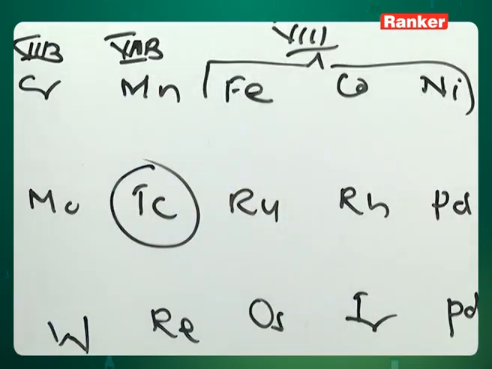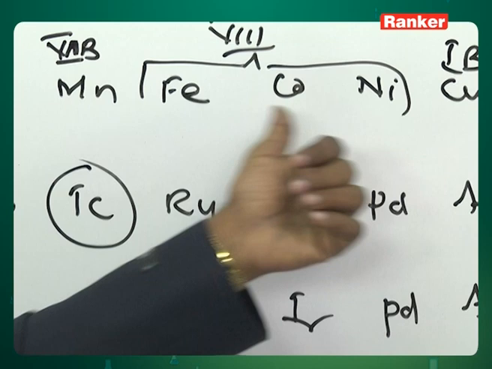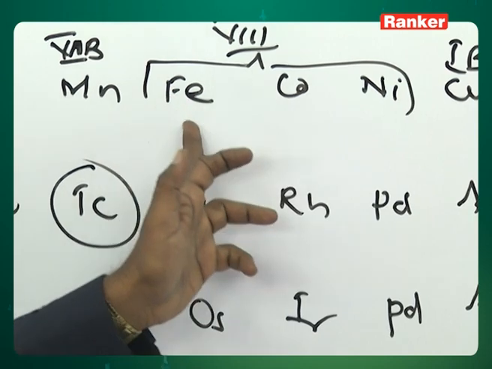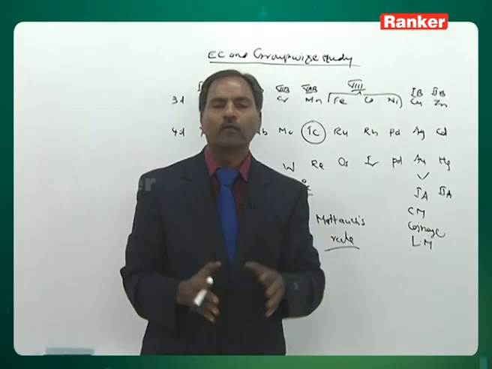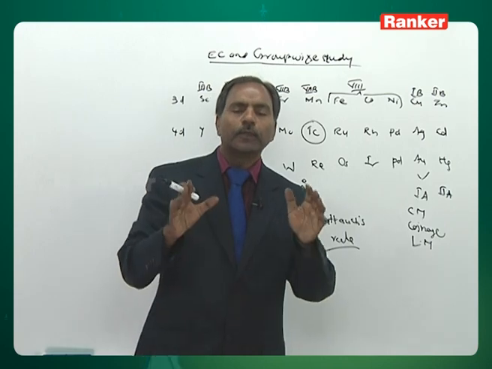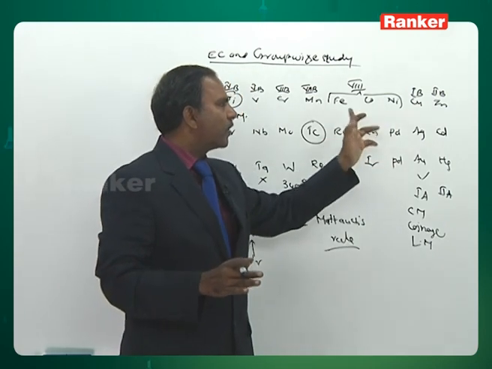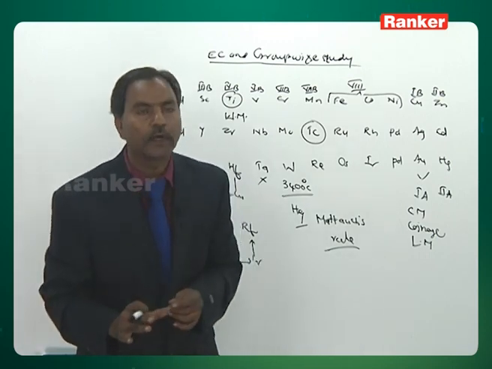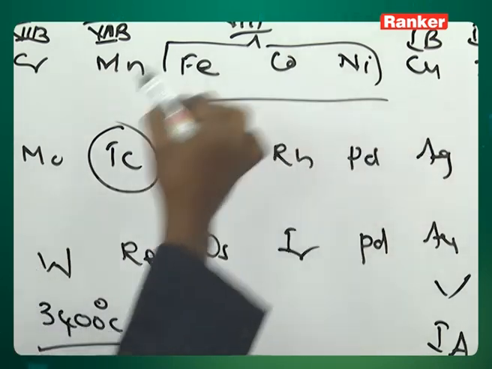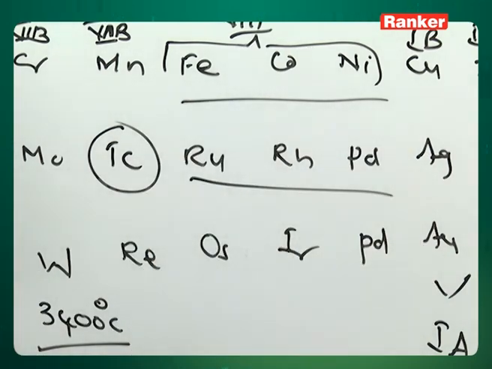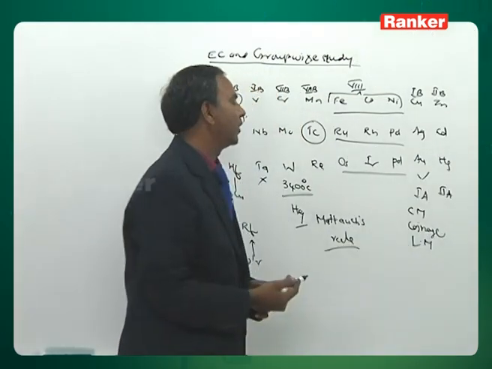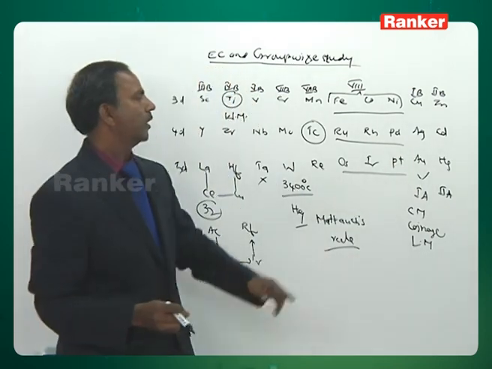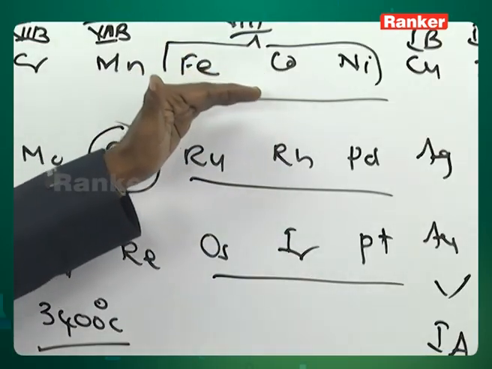Coming to the next, come to the 8th group. Iron, cobalt, nickel: the 3 vertical columns are kept under a single group. Why are they kept under a single group? These 3 groups of elements have much more horizontal similarity. Generally we never see horizontal similarity, but here iron, cobalt, nickel are similar, and ruthenium, rhodium, palladium are similar, and osmium, iridium, platinum are similar.